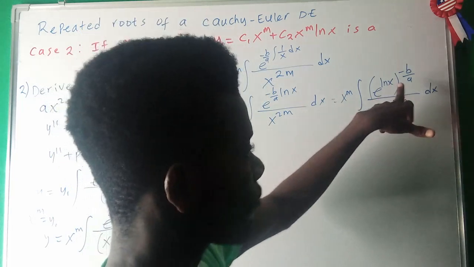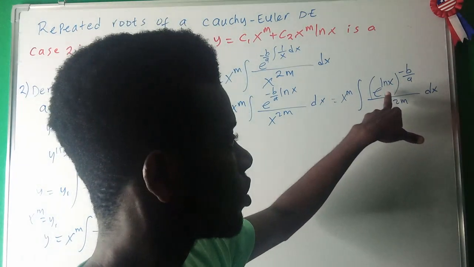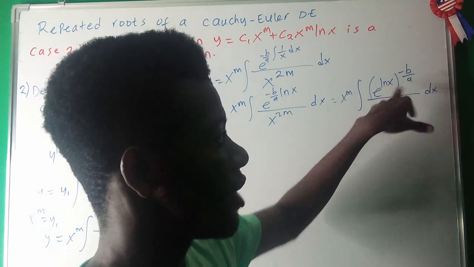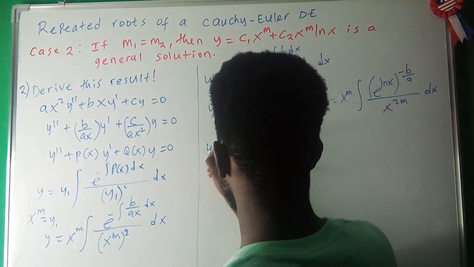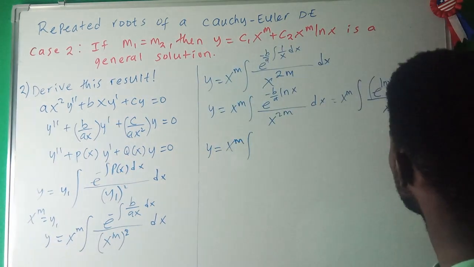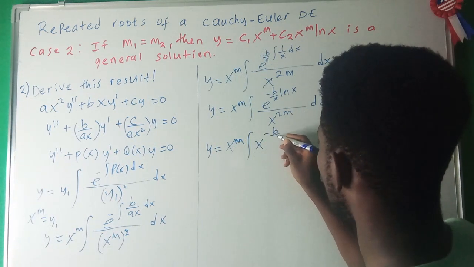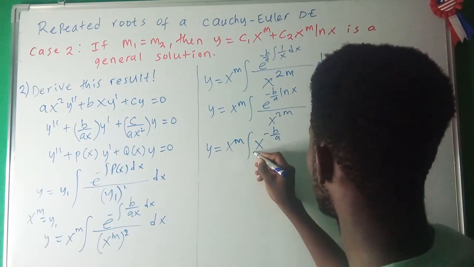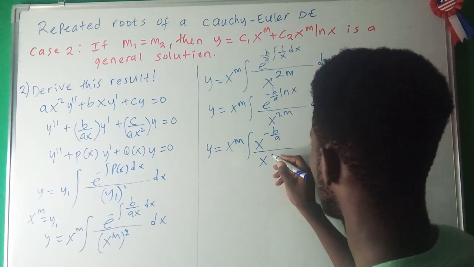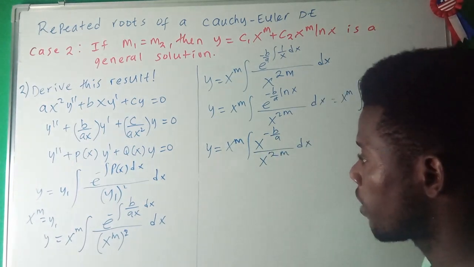And then after we have done this, we can use the natural log properties here. e raised to the power of the ln of anything is just that thing. So you have y equals x to the m, the integral of e raised to the power, this is the same as x to the power negative b over a, all divided by x to the power of 2m dx. That's what we're going to have.